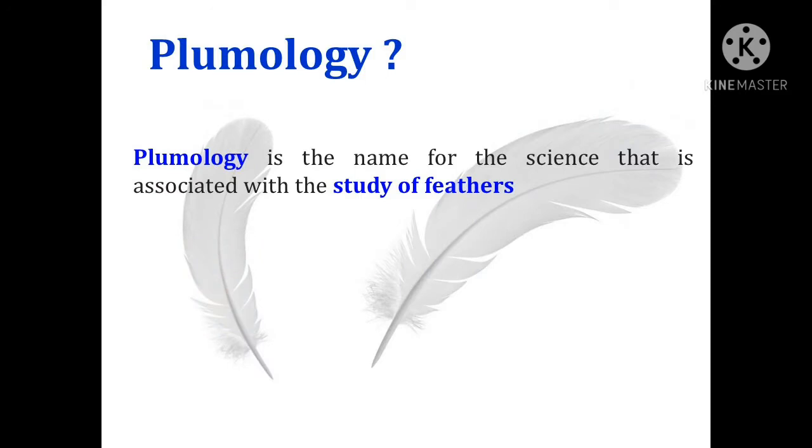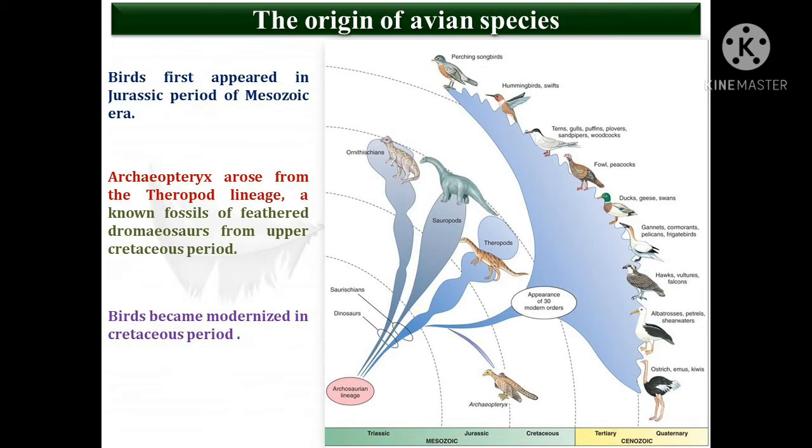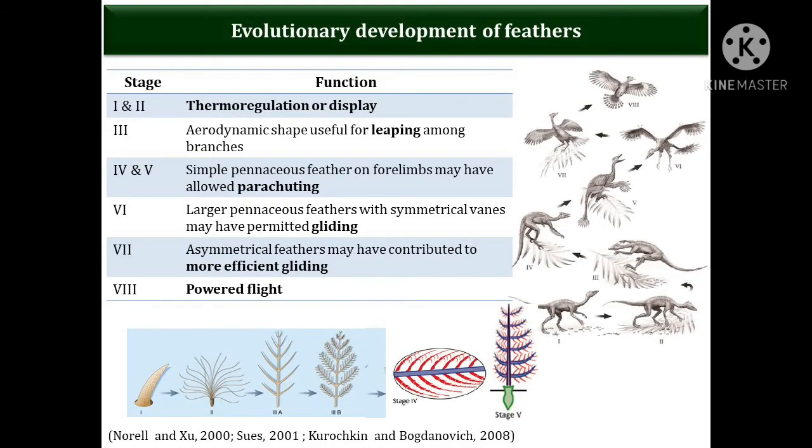Maybe you do not know about the term plumology. Plumology is the scientific term used for the study of feathers, from which dinosaurs and modern birds arose from the theropod lineage. Archaeopteryx is a fossil of a feathered dinosaur from the Upper Cretaceous period. Finally, birds became modernized in the Cretaceous period. The feathers evolved in different stages as per their functional requirements from the Jurassic period to the modern era.